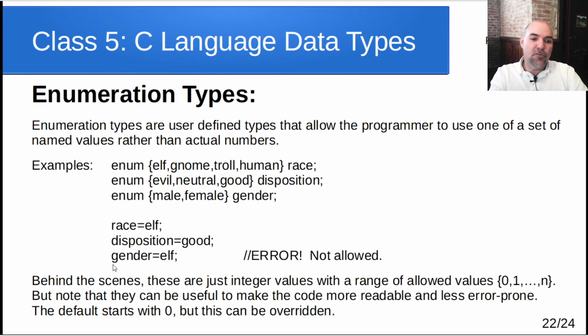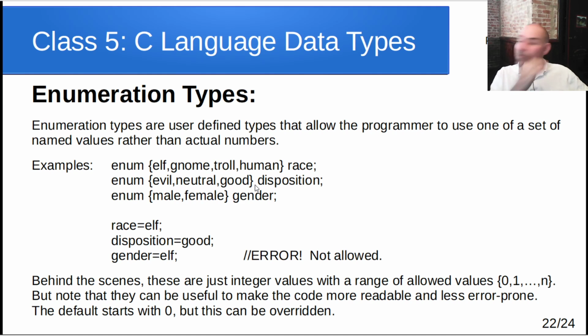But notice that if we tried to set one of them, even though elf is 0 and male is 0, the compiler will not allow you to misuse one of these. So you can't say gender equal elf because that's not one of the enumerated types. It'll force it to be either that or that and not some other number. All right, so behind the scenes, those are just integers. And the main use of those enumerated types is it can make your code more readable, and it can also make it less error prone. In other words, with disposition, the only things we can assign it to would be evil, neutral, or good. In other words, we couldn't set it to a value of 4 or 8 or gnome or troll. We're stuck with it has to be one of the things that we assigned up here.